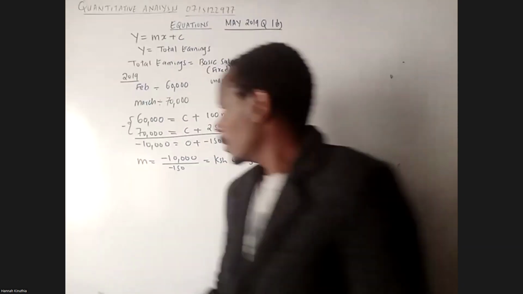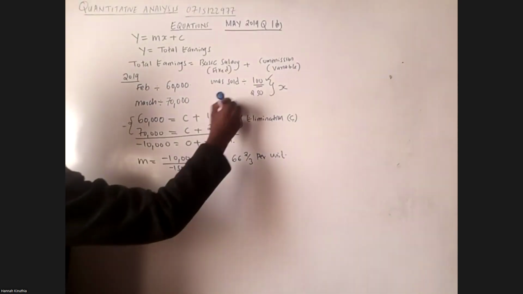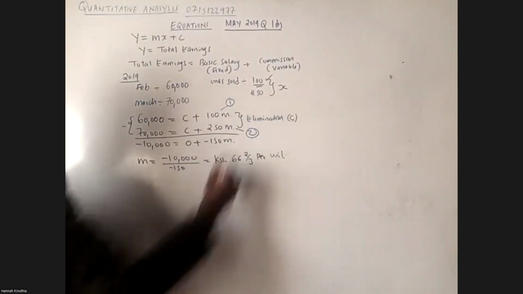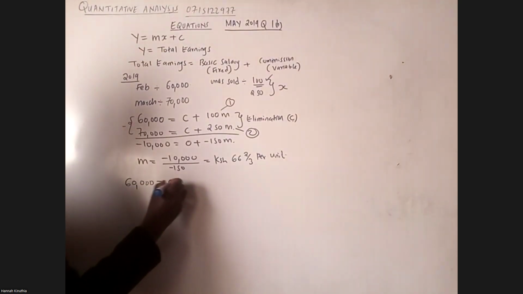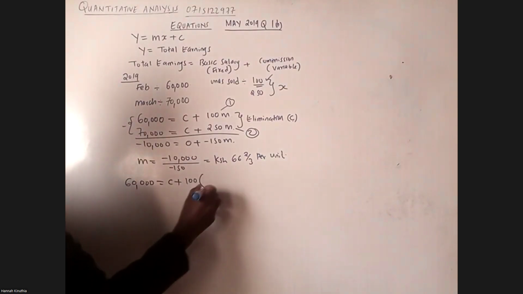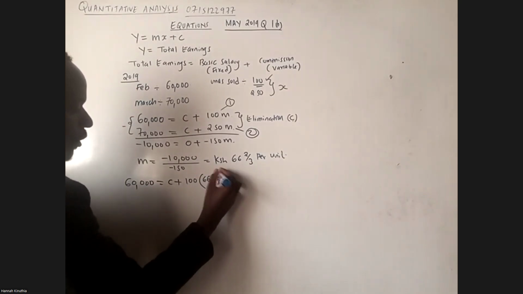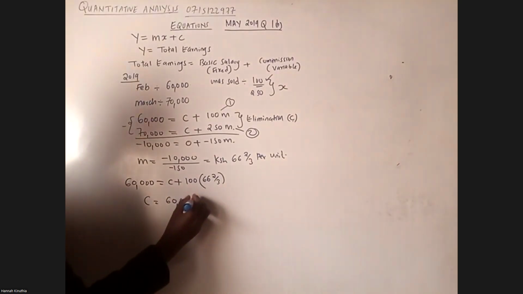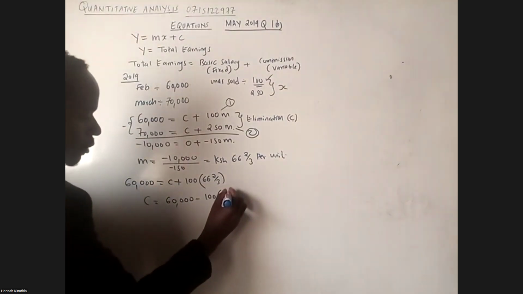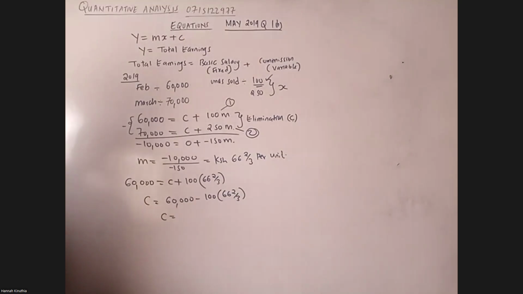Let's find C now. Now we choose one of the equations, 1 or 2. This one is equation 1, and this one is equation 2. So choose one of them. I'll go with equation 1. So 60,000 is equal to C plus 100, then we replace M with 66 2/3. So what's the value of C? Now C will be equal to 60,000 minus 100 times 66 2/3.